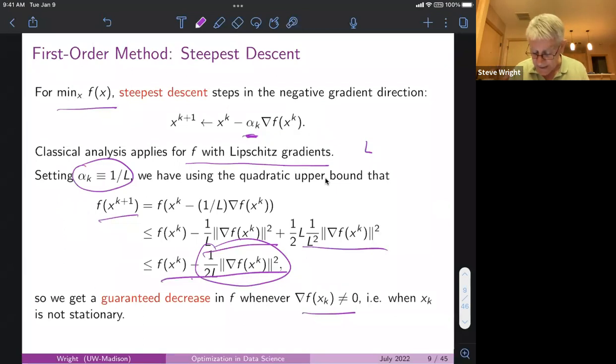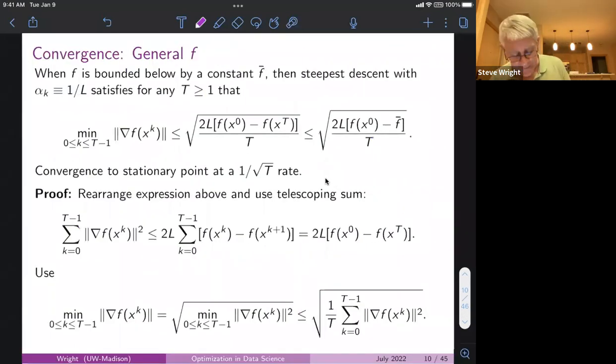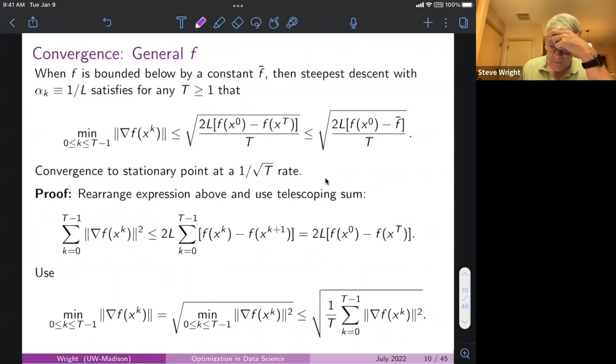Whenever we're at a point where the gradient is non-zero, this is guaranteed to give us a better value of f. Now we can use that to prove various complexity properties about how fast this method converges. These are the ones that I'm going to prove at least a couple of, just to show you that there's nothing scary about these proofs. You really can prove them in a slide and a half. So here's the first result.